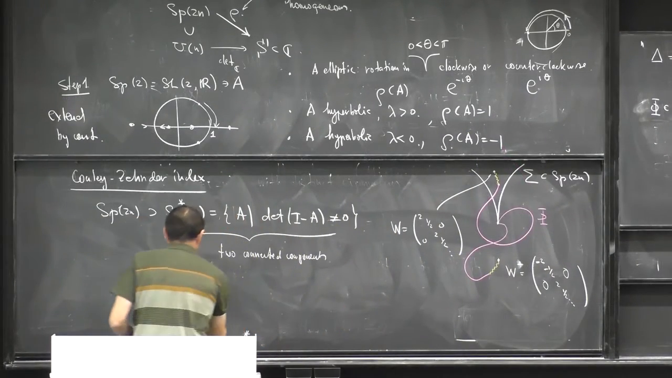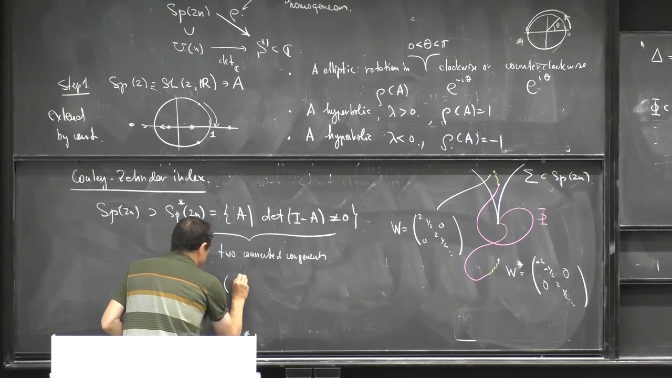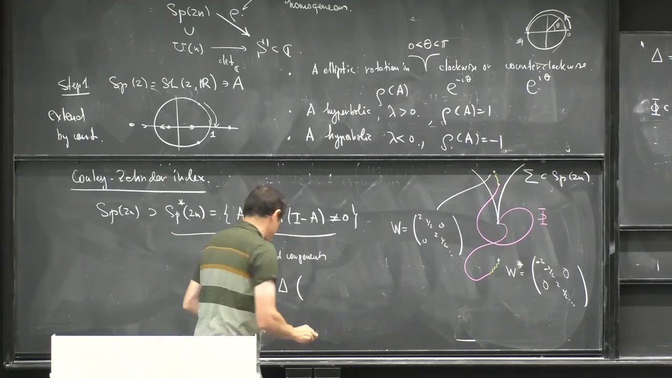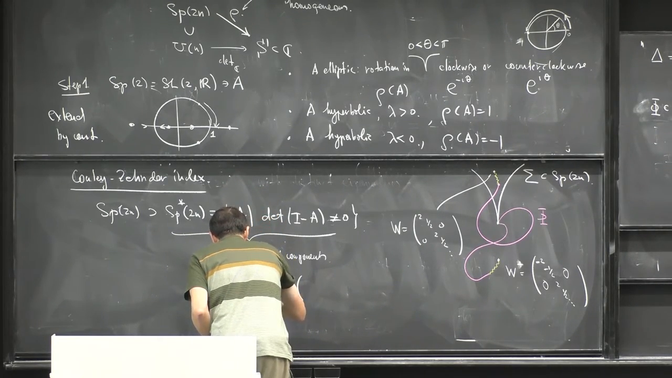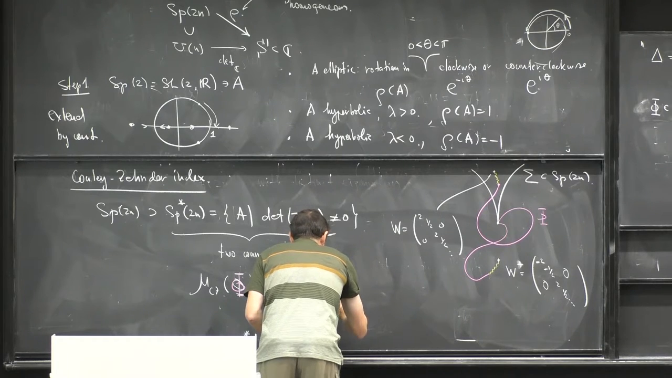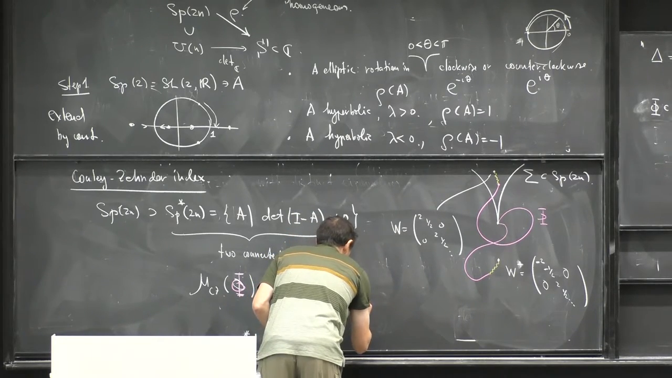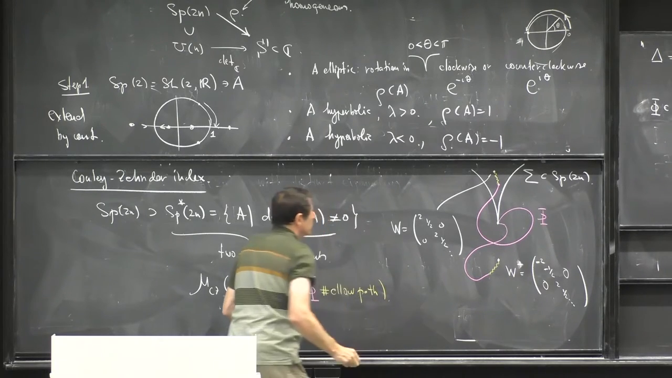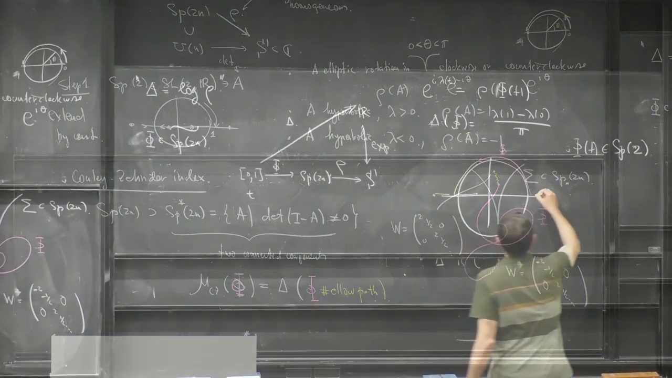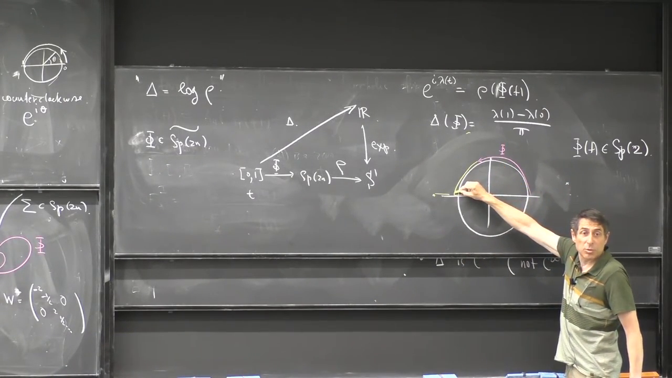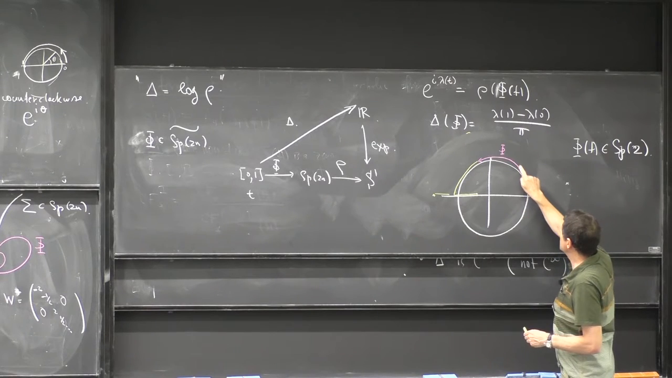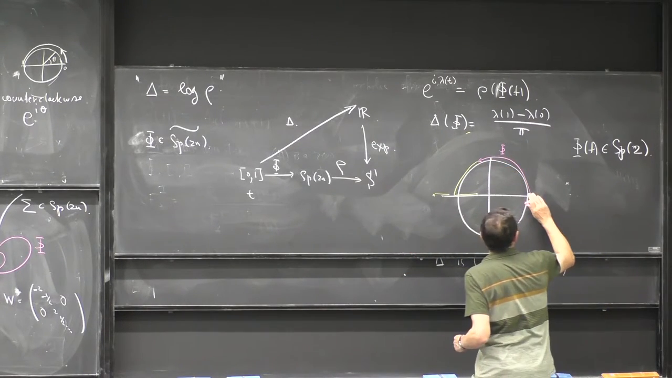So by definition, then the Conley-Zender index of phi is equal to the mean index of this composite path. And this is an integer. For instance, in this case, it's equal to 1.